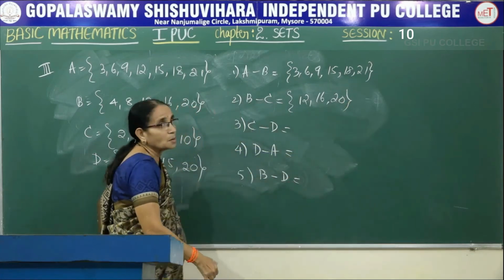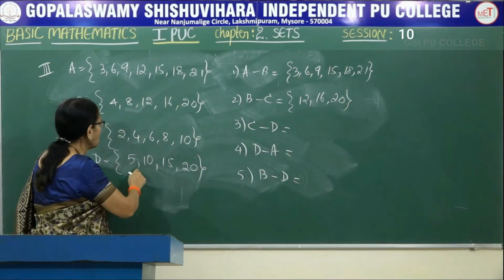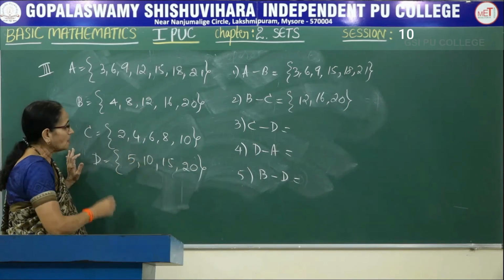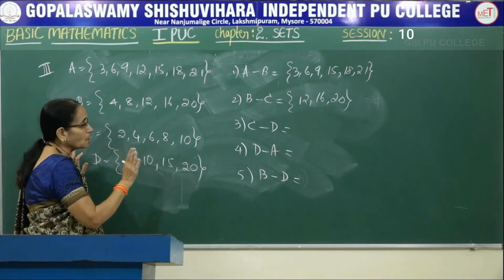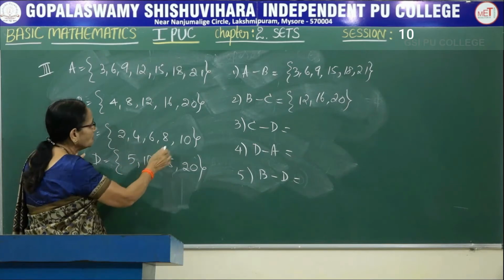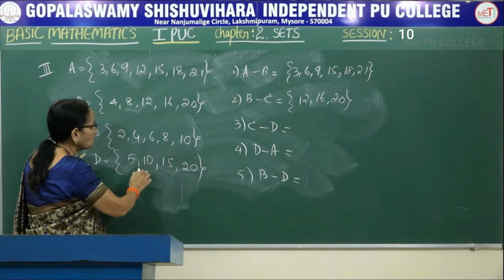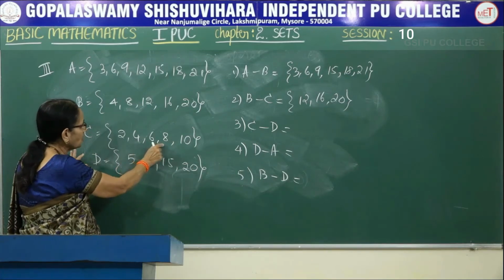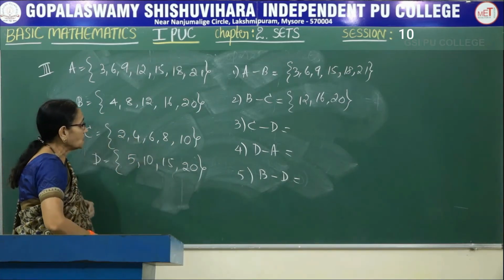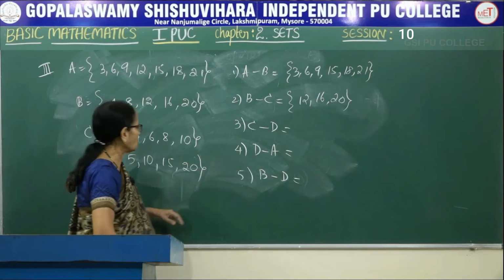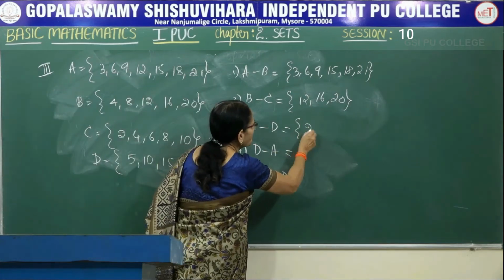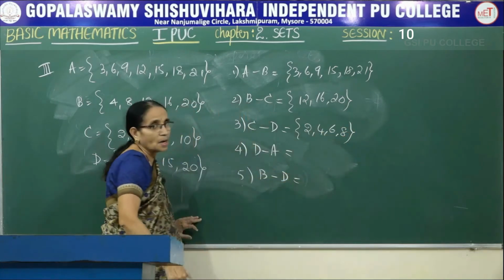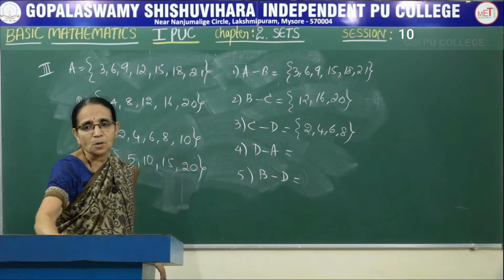Now come to the third part. C minus D. The element should be present only in C but not in D. What are the common elements here? Look at the common elements. The idea becomes clear. See, 10 is present in C as well as in D. So that element has to be omitted. The other 4 elements are present only in C but not in D. Therefore, I can write C minus D containing 2, 4, 6 and 8. So this is how we have to write.